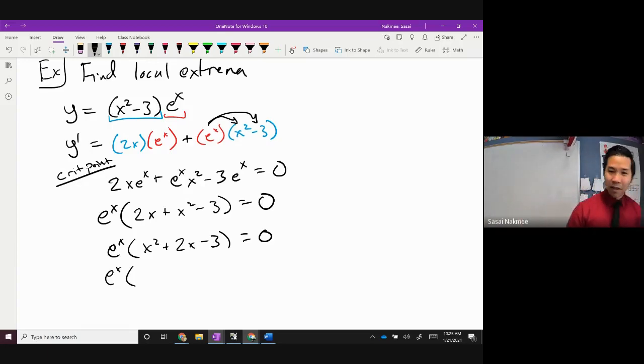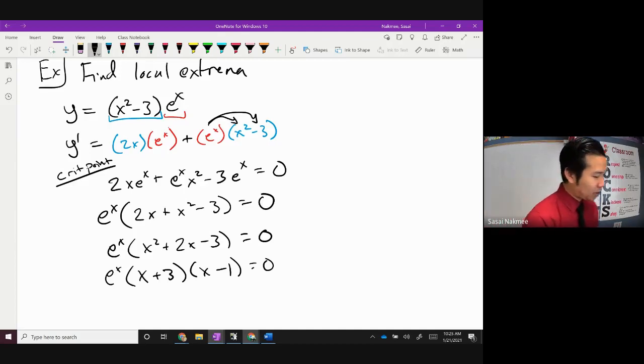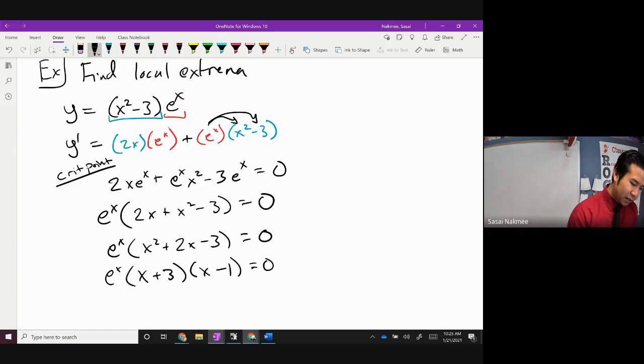Whatever works for you. Monica's already jumping ahead of me, and she has the factors already. That's good. x plus 3 times x minus 1 equals 0. So again, whatever method you're familiar with, you are going to have to be able to factor some quadratics along the way here and getting that done right there. So take a look at that problem right there.